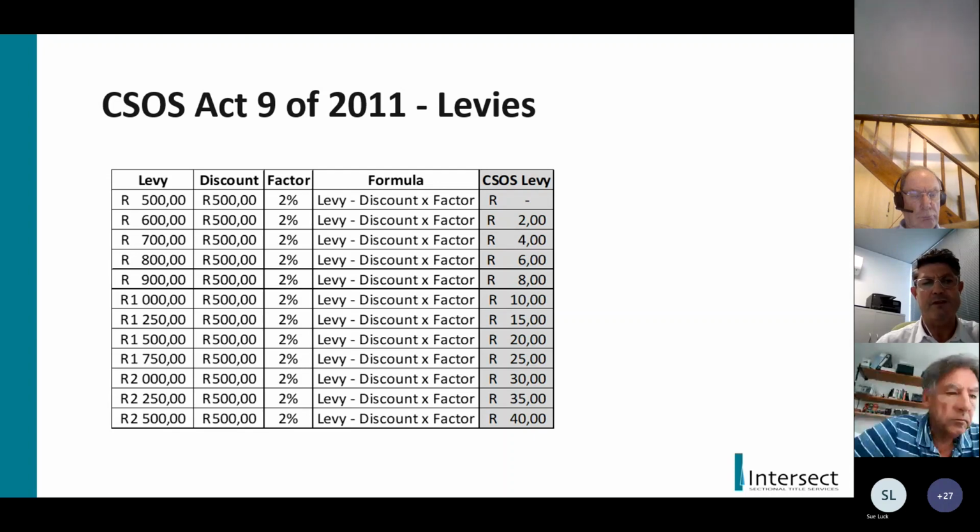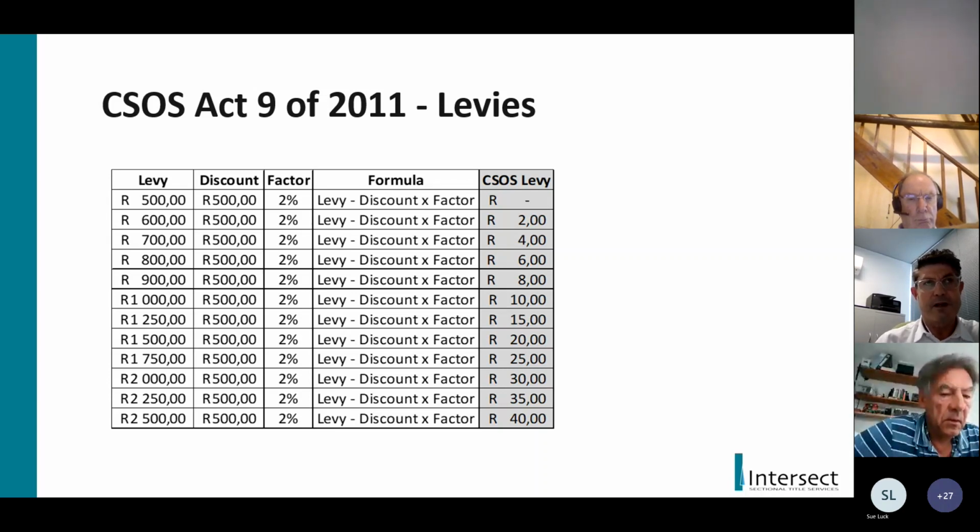The factor is 2%, so 2% of 0 is still 0. But if you look at, for instance, a 1,000 Rand levy, the discount is 500, which leaves you with a balance of 500 Rand. 2% of 500 will give you 10 Rand. And then right at the bottom, 2,500 Rand minus 500 will give you a 2,000 Rand balance. 2% of that is 40 Rand.